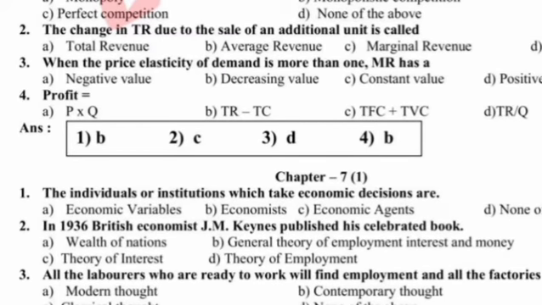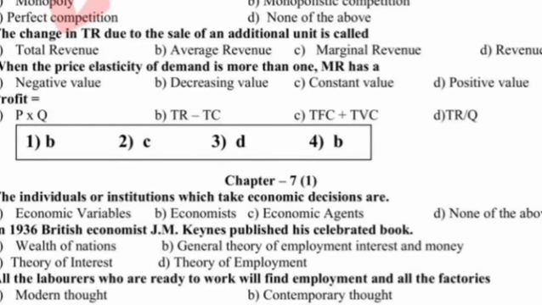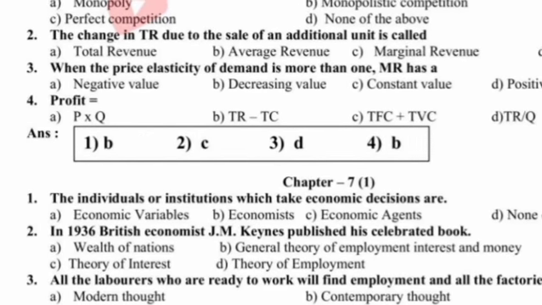When the price elasticity of demand is more than 1, MR has A, negative value; B, decreasing value; C, constant value; D, positive value. The correct option is decreasing value.